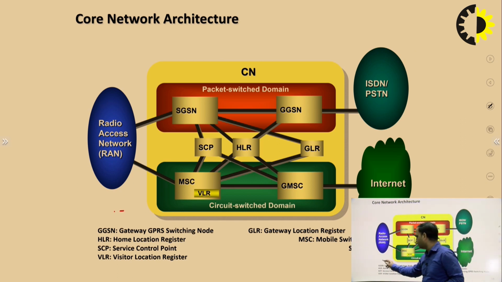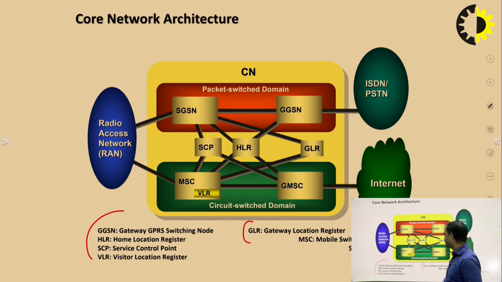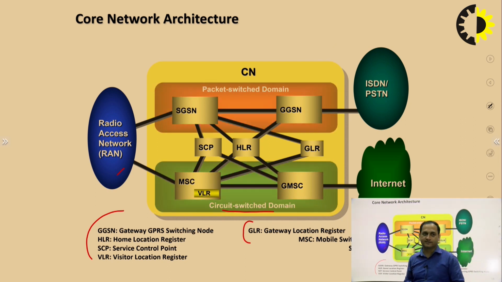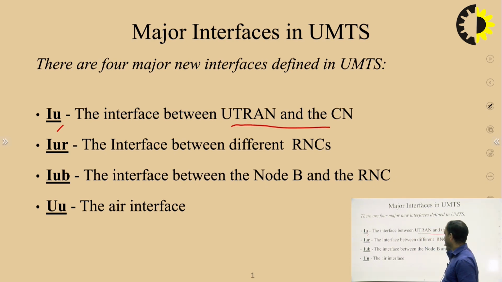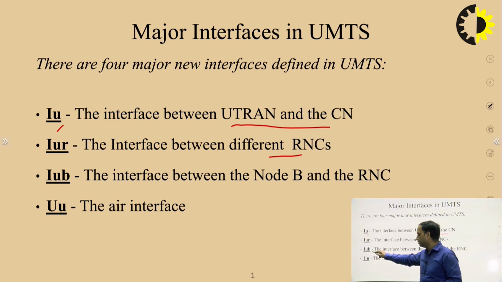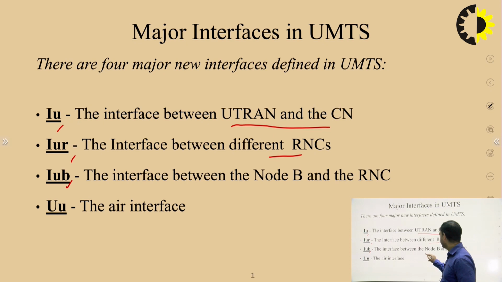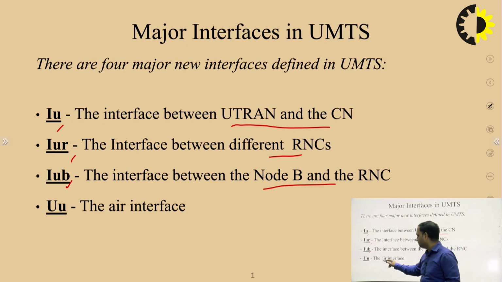So this is another way of representing the network of UMTS, as I just said previously. So these all are the components we have discussed, how it looks between the core network, which is the circuit switched domain, and this is the radio access network RAN, which is connected with the different PSTN network or the internet, right? So these are the interfaces. The IU interface is the interface between the UTRAN and the CN. The IUR interface is between different RNCs. The IUB are the radio network interfaces, the interface between node B and the RNC, and UU is the air interface between the mobile station and the base station.